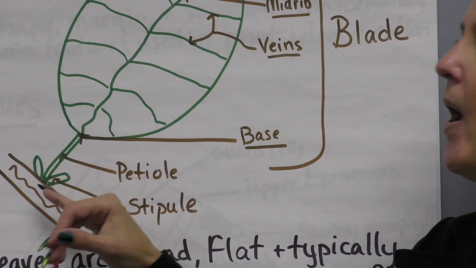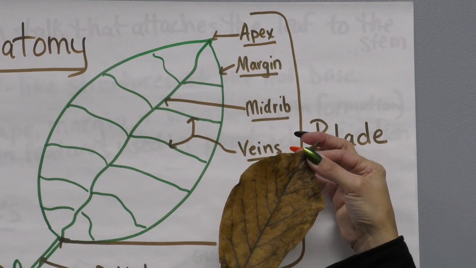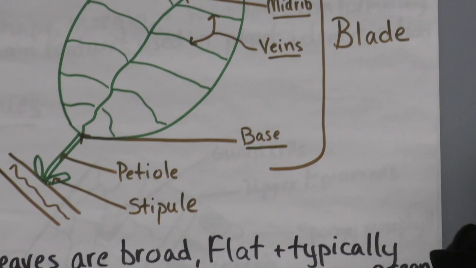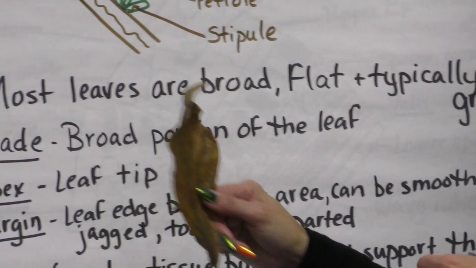This whole thing is a blade. So instead of calling this a leaf, we could say this is a blade. Like a blade of grass, this is the blade. This whole part without the petiole is the blade. Most leaves are broad and flat and typically green when they're photosynthesizing. This one has already lost its chlorophyll because it has fallen from the tree recently. The blade is the broad portion of the leaf.